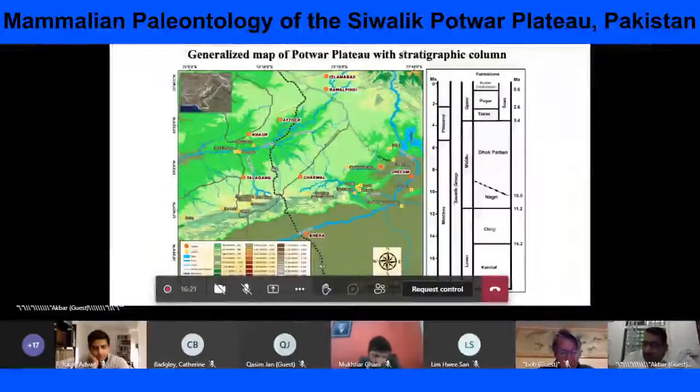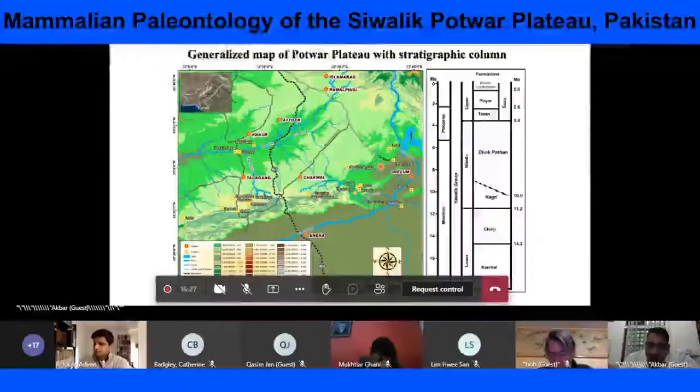Sethi Nagri and Khokhar Zair represent Nagri formation outcrop. Khokhar Zair especially represents almost all the formations of the Siwalik group. Dhok Pathan and Naraggi have sediments of Dhok Pathan formation. Both these constitute the Dhok Pathan formation stratotype.